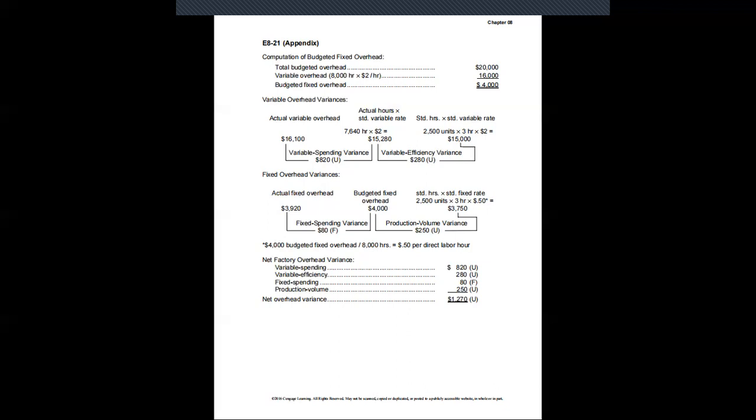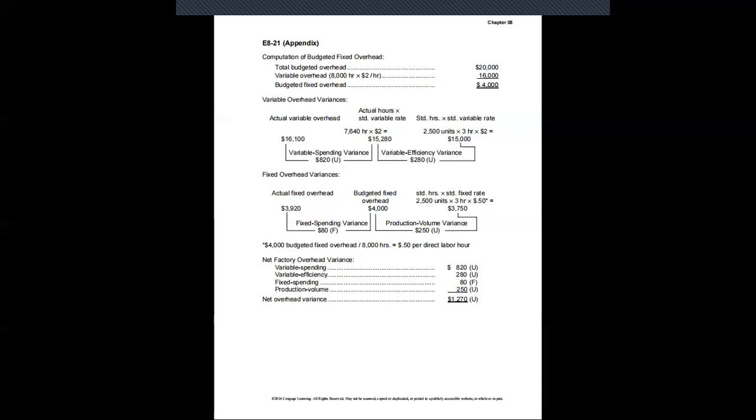Then we now compute for standard hours times standard fixed rate, 2,500 units times 3 hours times 50 cents. So the budgeted fixed overhead here is 4,000 divided by 8,000 hours. So it's 50 cents. So we now get 3,750 and compare it with 4,000. The production volume variance is 250 and it is unfavorable.